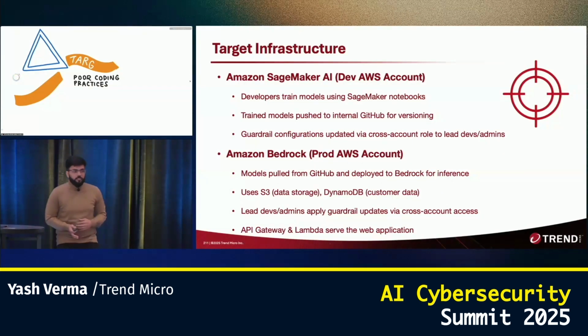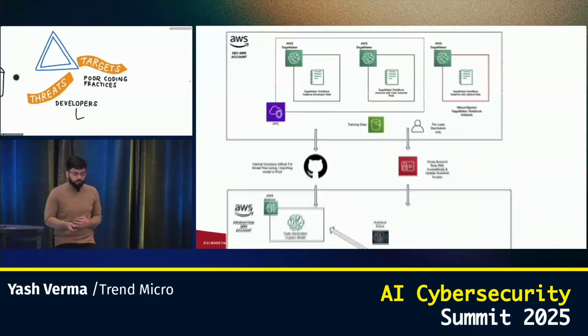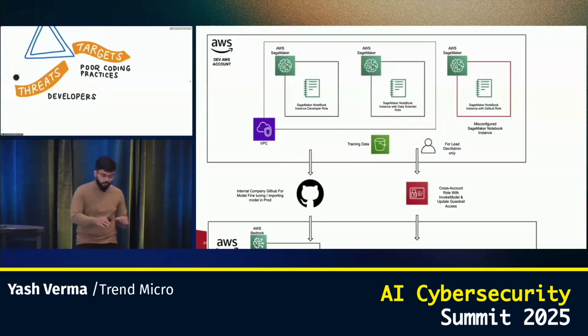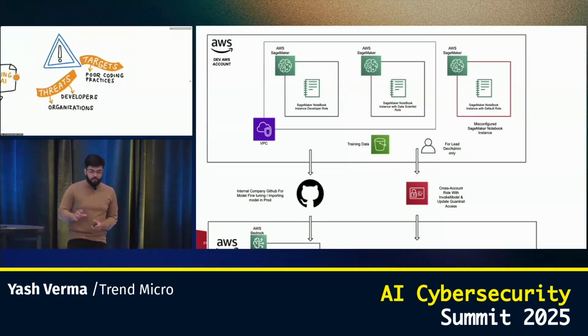So we have chosen a target infrastructure as an MLOps pipeline in which the developers use SageMaker Notebook in their dev AWS account. And in the prod AWS account, you have Bedrock, wherein we have deployed a chat application. So we are using Amazon Bedrock here. Let me explain that with a diagram. This is the dev AWS account. We have a lot of SageMaker Notebooks here, and one of the SageMaker Notebooks is misconfigured. As I mentioned before, 82% of organizations already have one notebook exposed publicly. This is a major concern, and I'll be telling you how it can impact your MLOps pipeline in just a second.